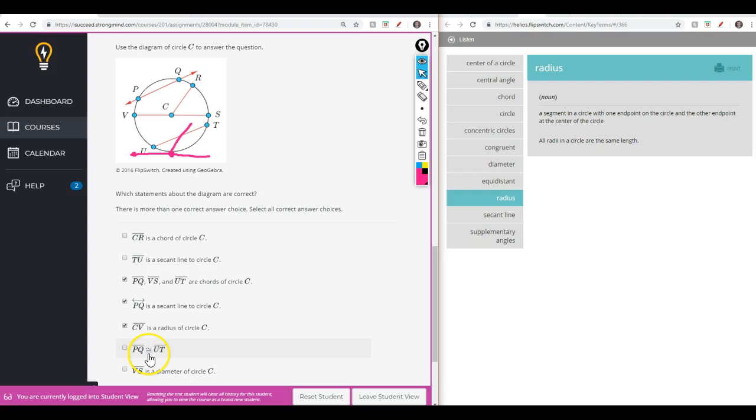Segment PQ is congruent to segment UT. We do not have enough information to answer that because they're not marked being congruent.